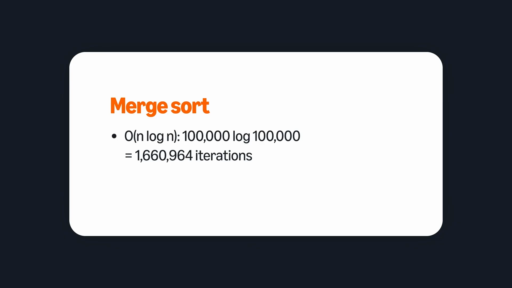As the number of elements increases, the disparity in speed also increases. For example, if you have to sort 100,000 elements, this is how the sorting algorithms compare. For merge sort, O(n log n), 100,000 log 100,000 equals 1,660,964 iterations.